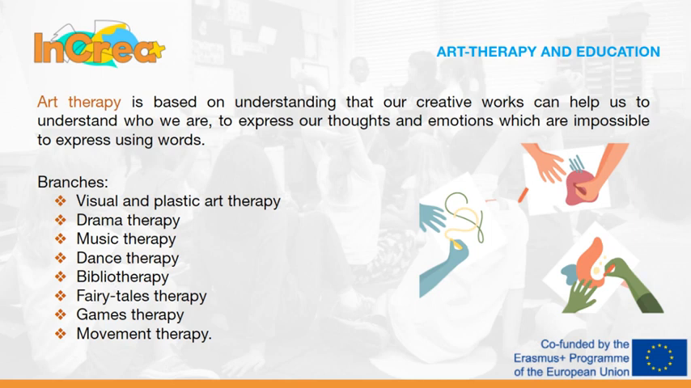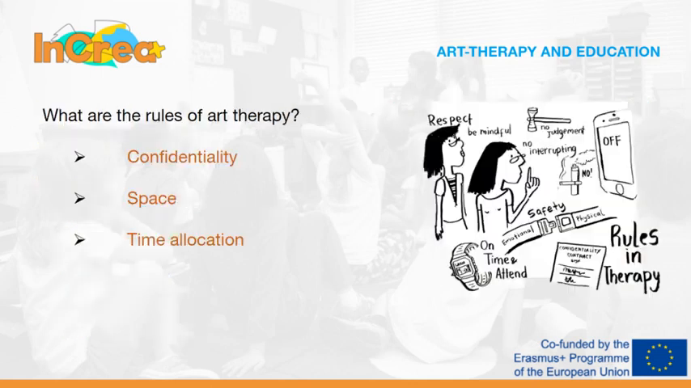There are many branches of art therapy including drama therapy, music therapy, games therapy, and movement therapy. When practicing art therapy, there are some important considerations that must be taken into account. Confidentiality. It is essential to create a safe and trusting therapeutic environment. The space where art therapy is taking place must be quiet, spacious and isolated from external sounds.